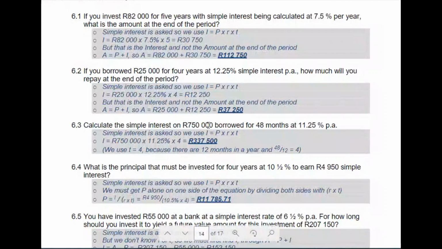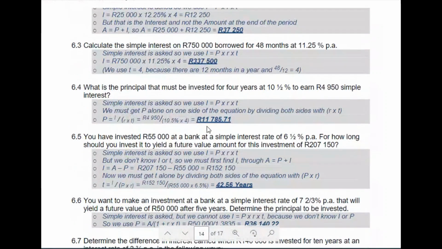Okay, now please pay attention with 6.3. 6.3 says calculate the simple interest on 750,000 borrowed for 48 months at 11.25% per annum. Simple interest is asked, so once again, we just put down the formula and we get the interest. We calculate the interest. But now let's look at what's happening here.